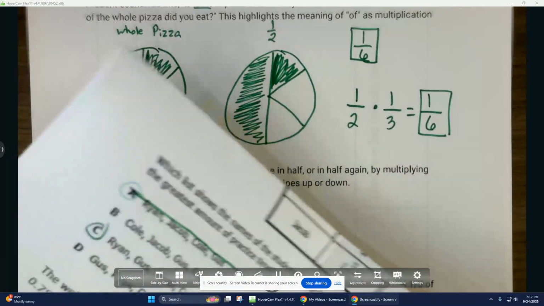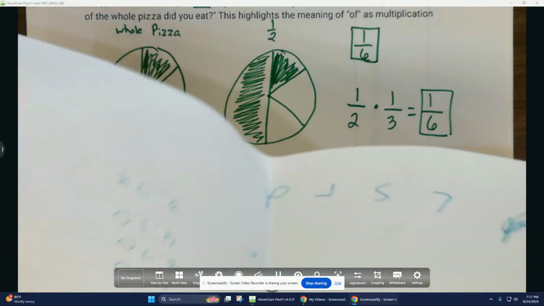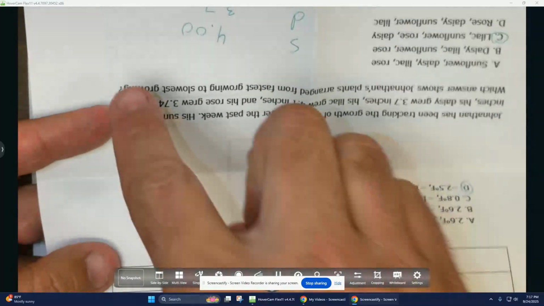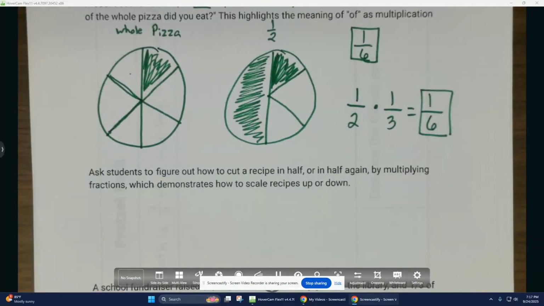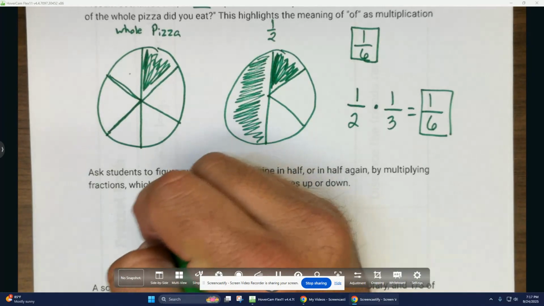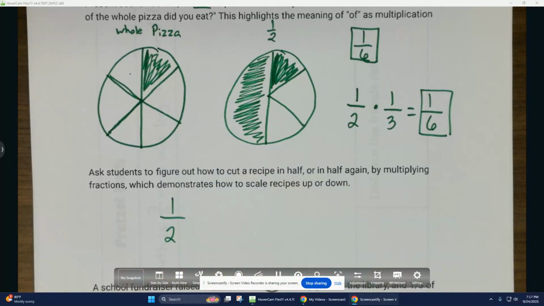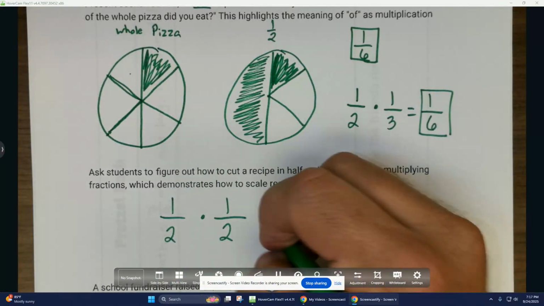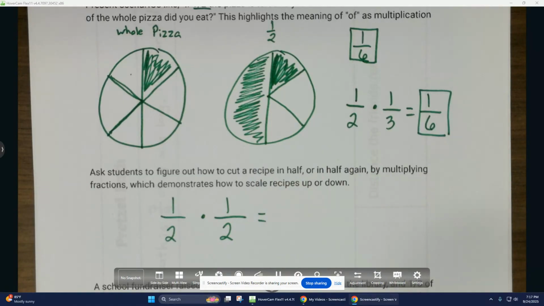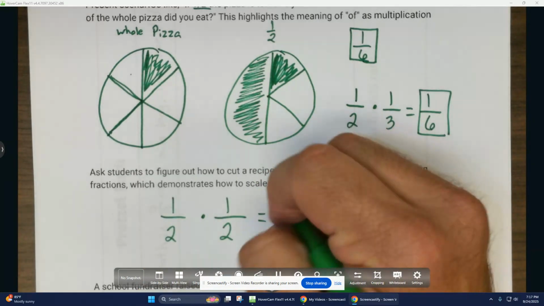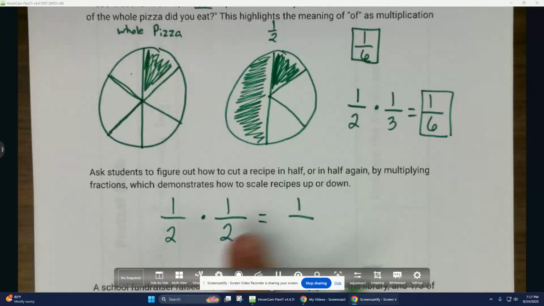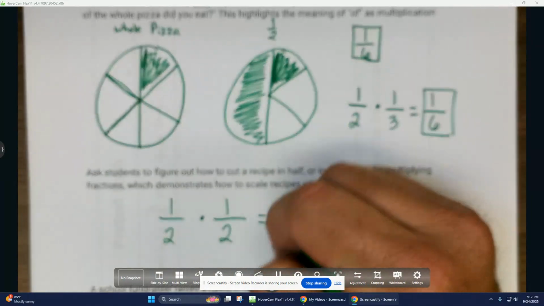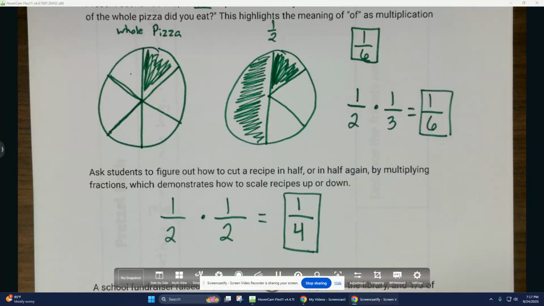If I were to open it up, how many blank spots do I have? I have 1, 2, 3, 4. So here's what you did. You took half the recipe and you multiplied it by a half. You just told me when you're multiplying fractions, you multiply straight across. 1 times 1 is 1. 2 times 2 is 4. There we are.